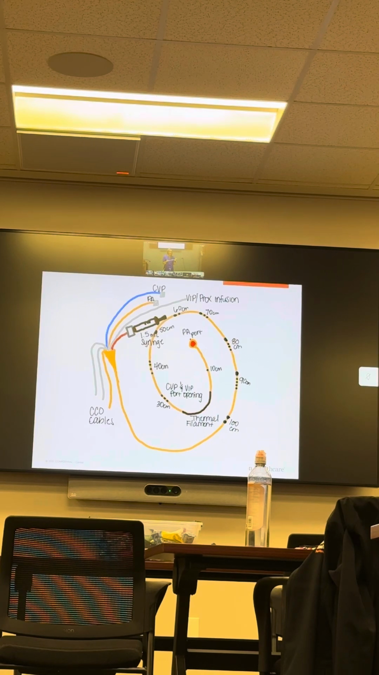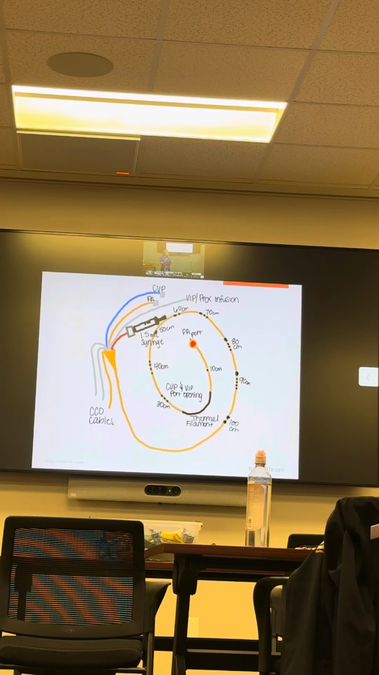So this needs to be intact, no bleeding inside of it, no condensation, no nicks or cuts. If that is the case, we would not be able to reposition the Swan if it comes out of place. And then the other pieces to it, these two white and blue sides, this is what hooks into your continuous cardiac output monitor.